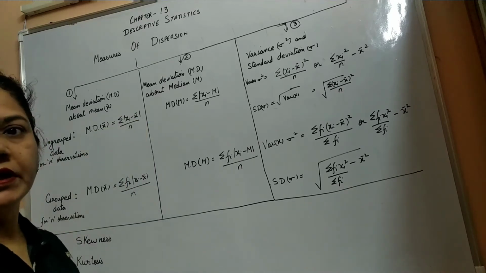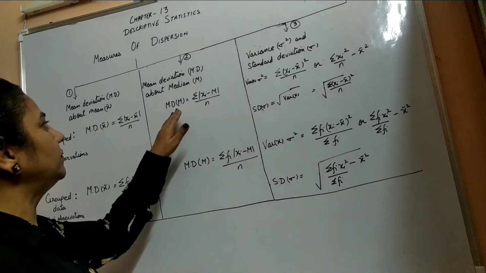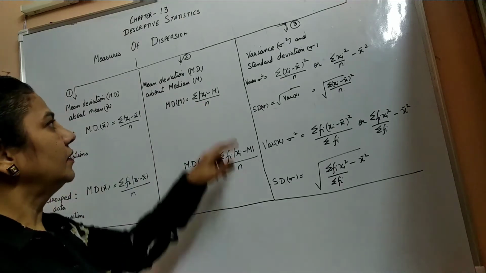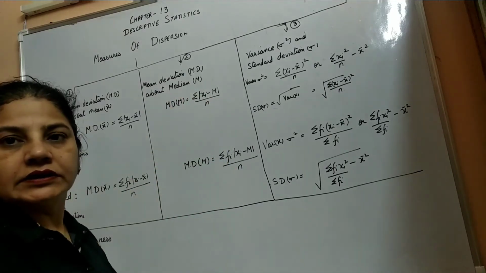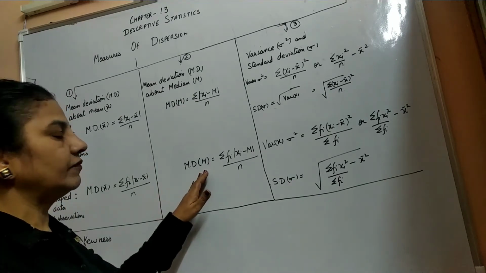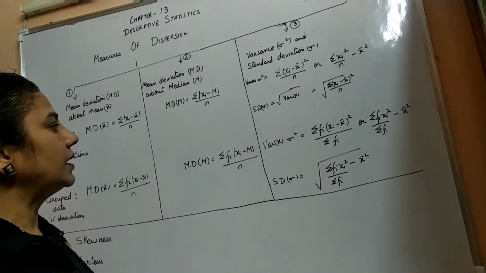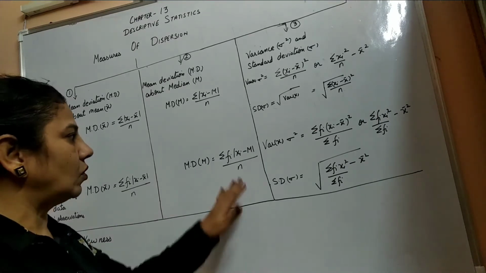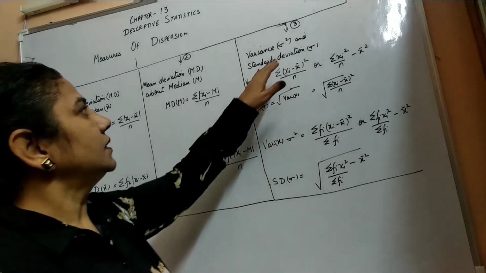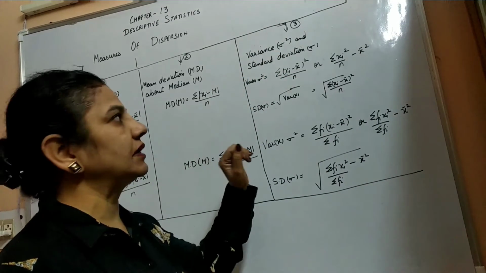Mean deviation about median M is given as sigma |xi minus M| upon n, where M is the median of the data and n is the number of observations. When grouped data is there, it is sigma fi |xi minus M| upon n. Variance is expressed as sigma square.